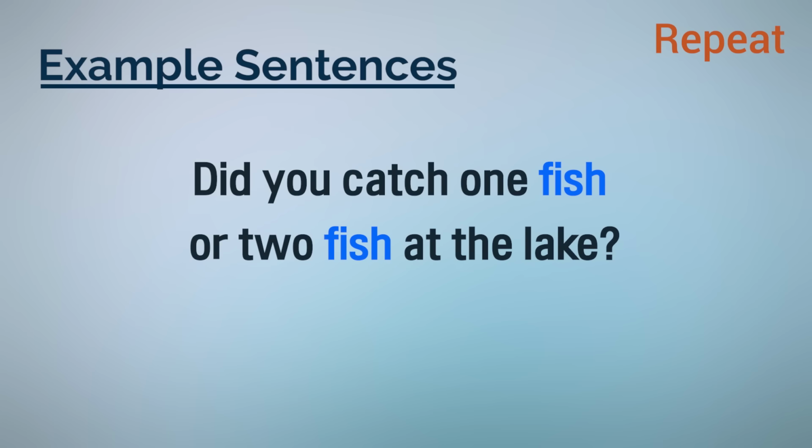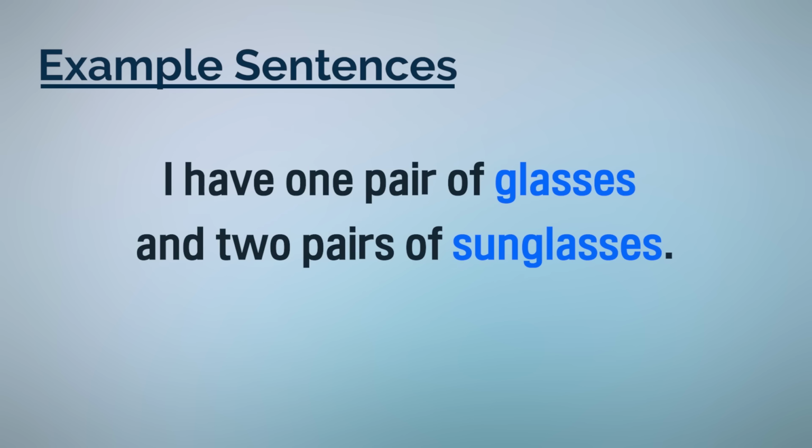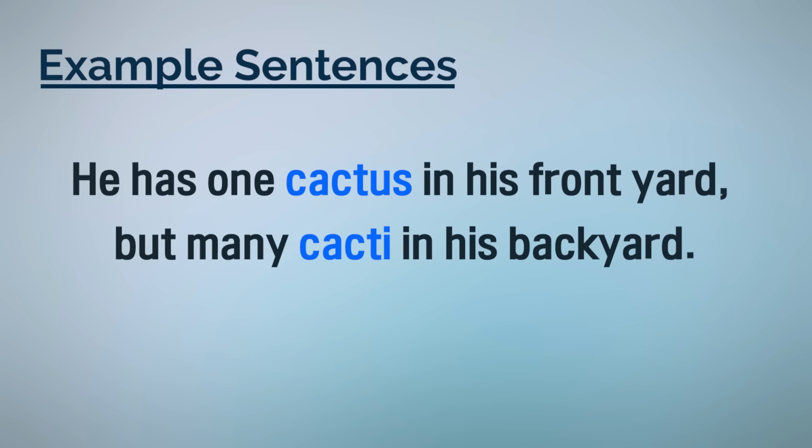Very good. Next sentence. I have one pair of glasses and two pairs of sunglasses. Repeat after me. I have one pair of glasses and two pairs of sunglasses. Excellent, guys. And finally, he has one cactus in his front yard, but many cacti in his backyard. Repeat after me. He has one cactus in his front yard. But many cacti in his backyard.